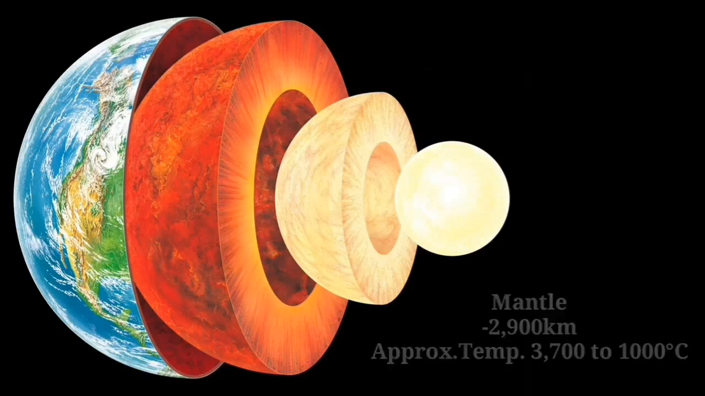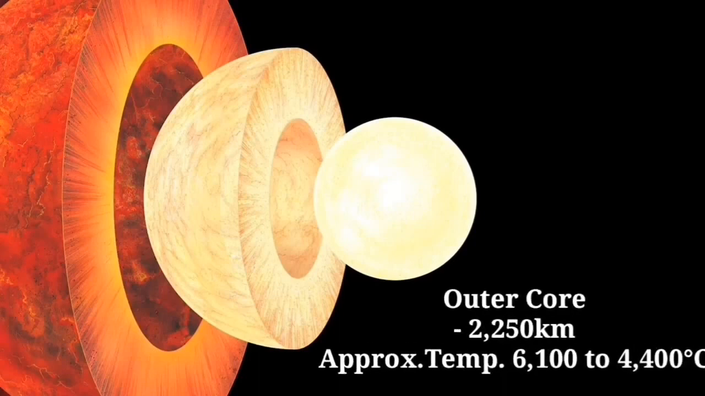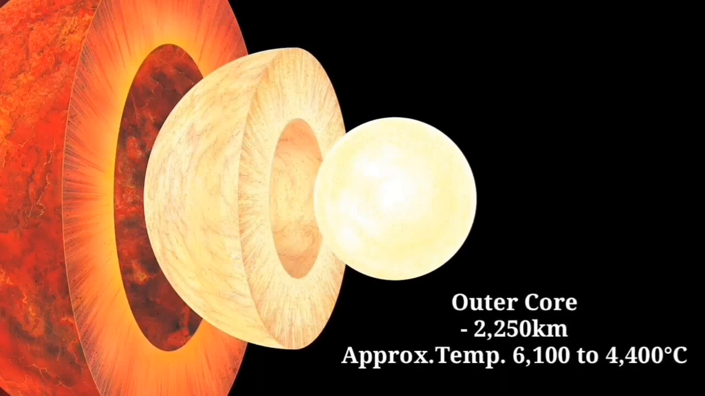Below the mantle is the outer core, which has an average thickness of 2,250 km and has an approximate temperature of 6,100 to 4,400 degrees Celsius. Since iron melts at 3,000 degrees Celsius and nickel at 2,900 degrees Celsius, the outer core is molten.